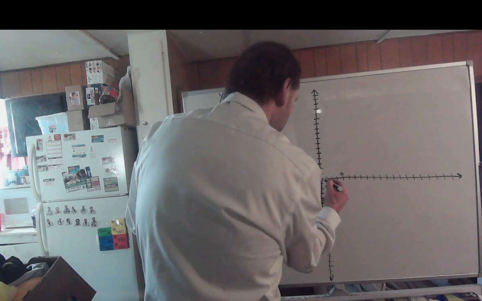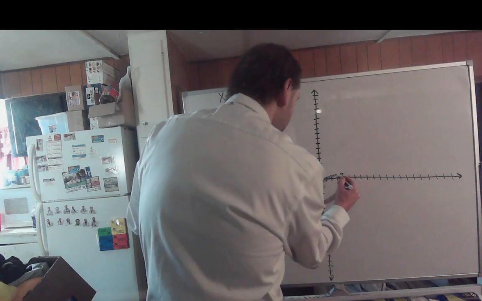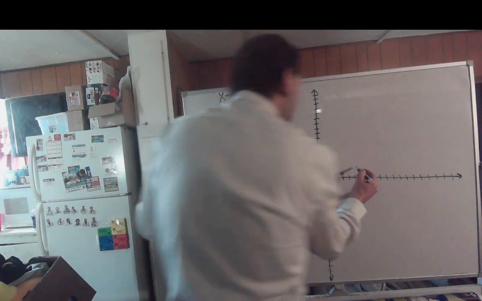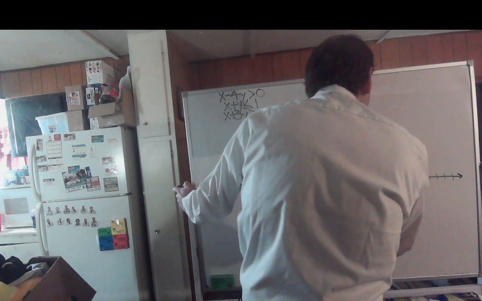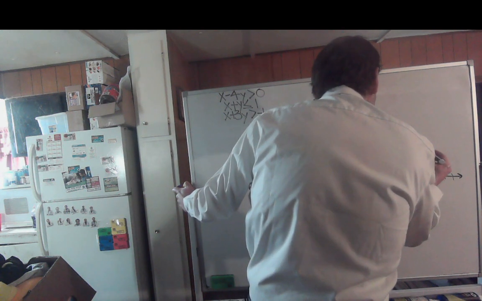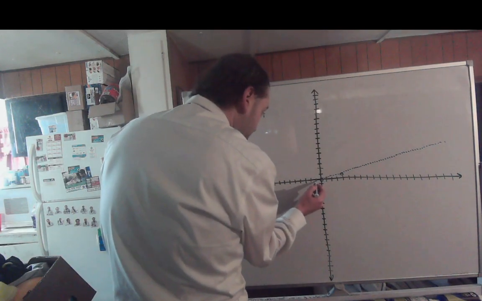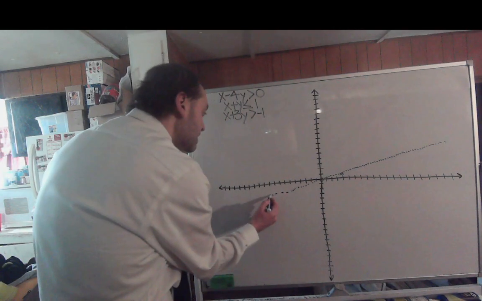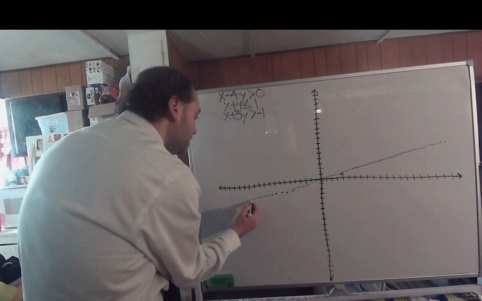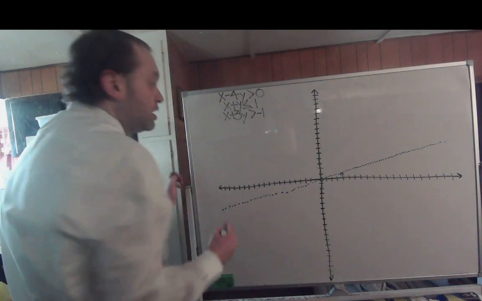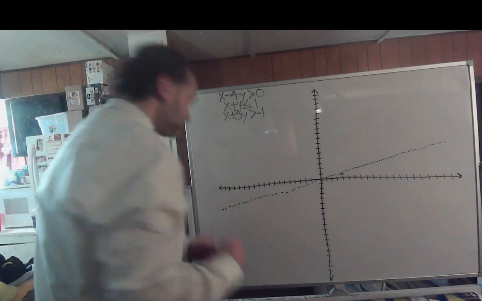Now go ahead and graph this inequality line with a dotted line, since it's not part of your solution set. Trying to make this as even as possible. Alright, so there's that one.